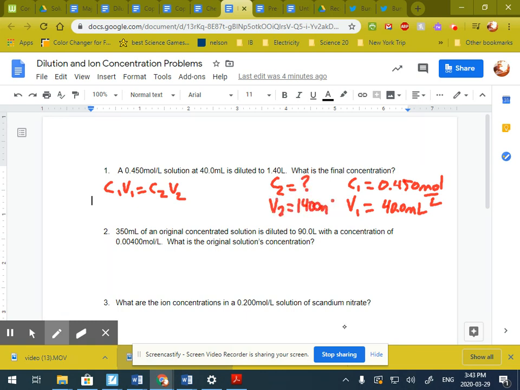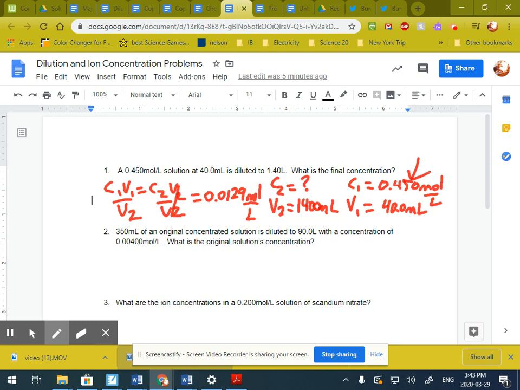As you can see, I turned the liters to milliliters. Solve for C2. Now I'm just going to plug my numbers in there. C1, V1, V2. I get to 3 sig figs, 0.00129 moles per liter. Okay. And that is a smaller number than our initial concentration.